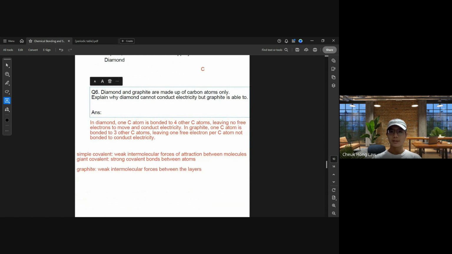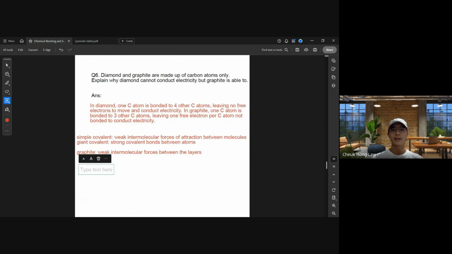Since we're at this topic, I'll go through one more difference between simple covalent and giant covalent. Another difference we can talk about is the solubility. Simple covalent substances are soluble in organic solvents, but insoluble in water. Giant covalent substances are generally not soluble in any solvents. So these are two differences that you can write down if the question asks you for the differences between simple covalent and giant covalent.